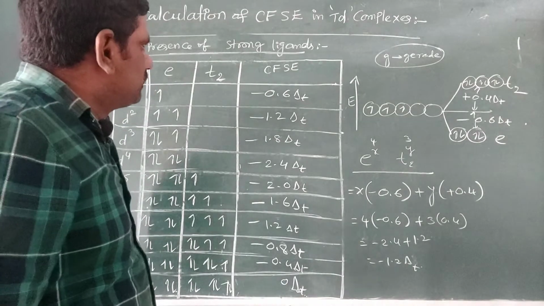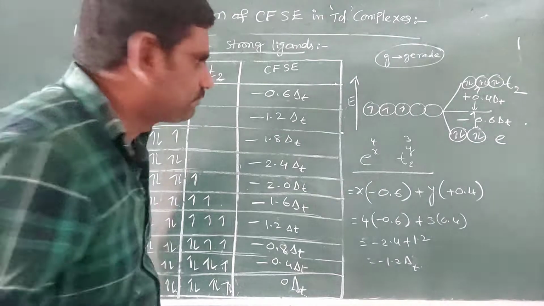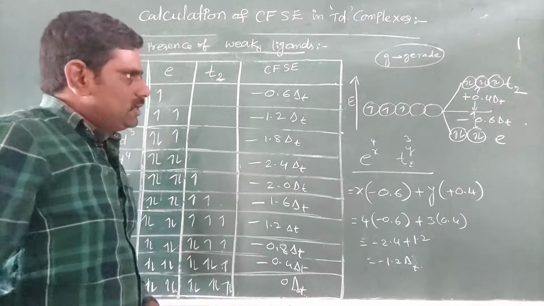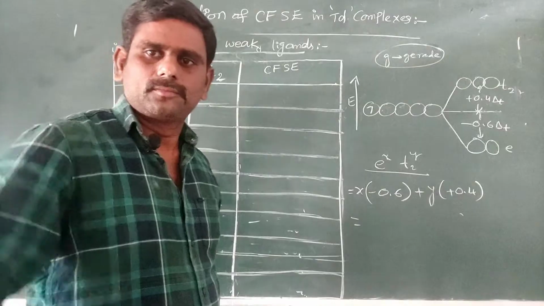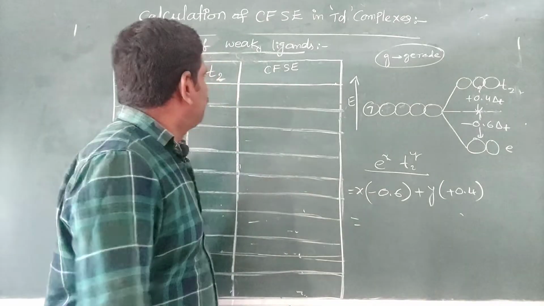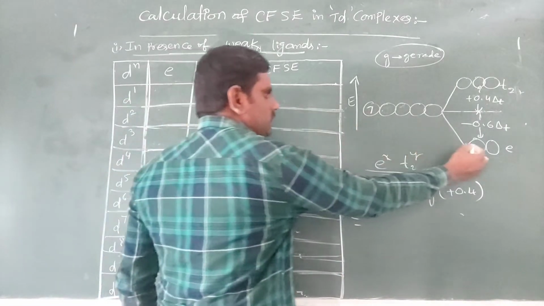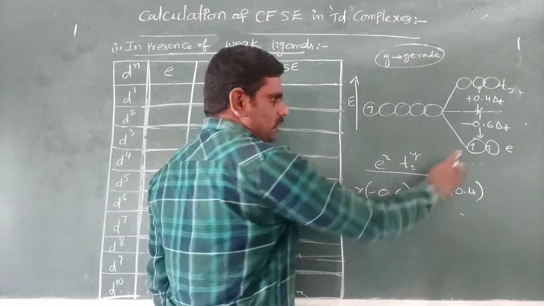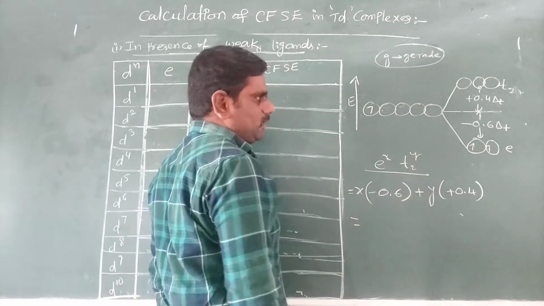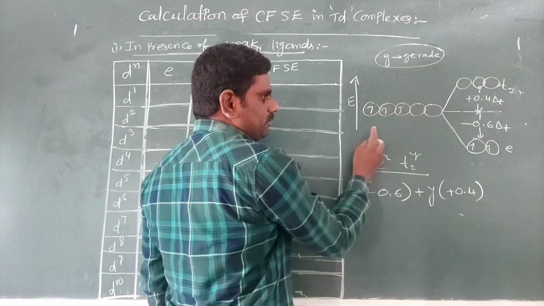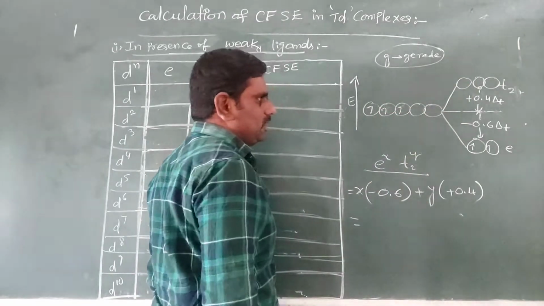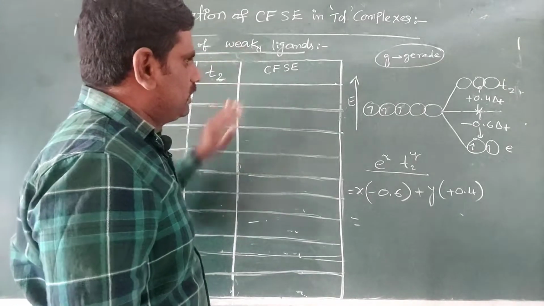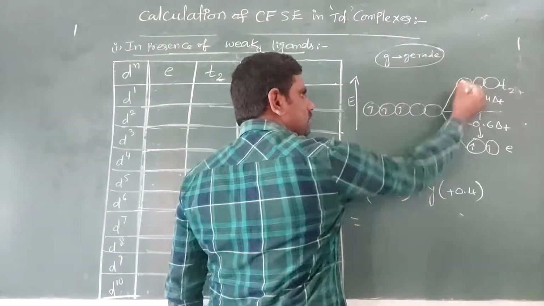And the last one is under the influence of a weak ligand. Now in the presence of a weak ligand, the first electron goes to E, the next electron also goes to E. After filling of one electron each in the set of lower energy orbitals, the next electron, that is the D3 third electron, goes to the higher energy level. It is due to there being no strong ligand to pair up the electron. Here is a weak ligand. In the presence of a weak ligand, the electron goes to the higher energy level.